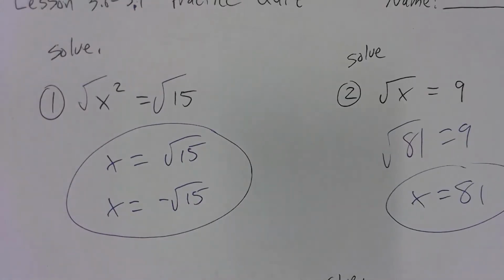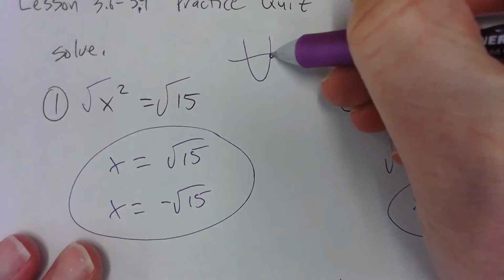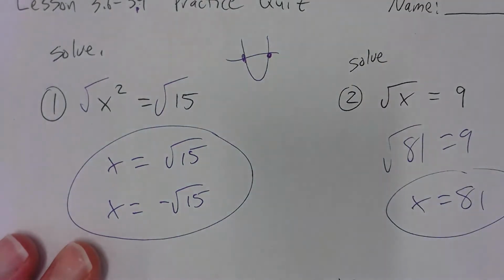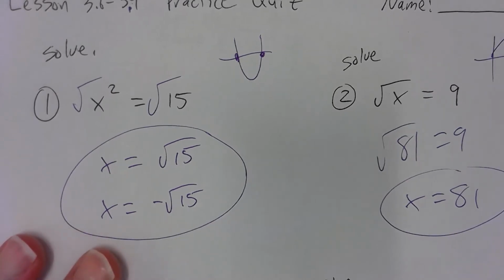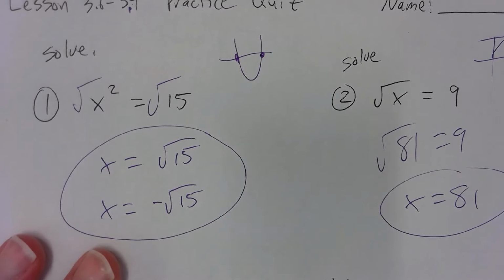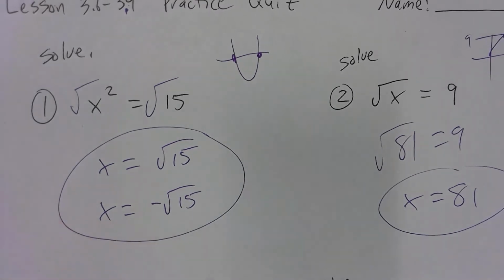And it has to do with the graphs, right? So this one says, when is the parabola 15? Well, the parabola is 15 in two places. At the square root of 15 and negative square root of 15. This one says, when is the square root function equal to 9? Well, that just happens at one place, 81. Square root of 81 is 9. So that's the difference. It has to do with the shape of the graph.